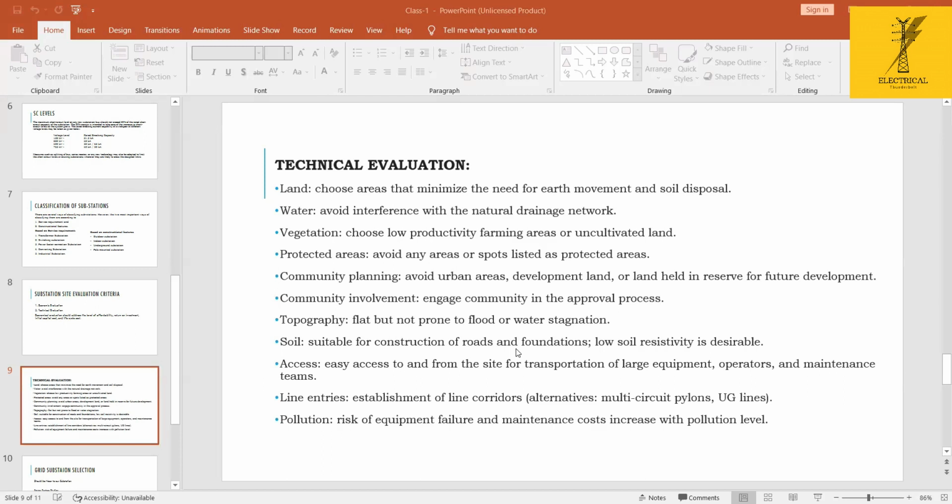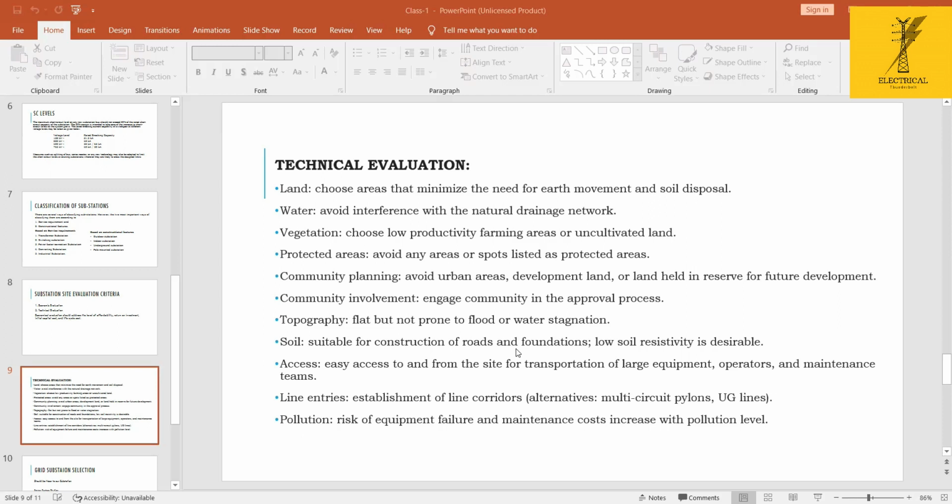Access. Try to see that the location is having an easy access for transportation, because we are having large equipment like breakers or transformers, and operators and maintenance teams. Check the road access. If not, let's see what would be the cost if we lay the road from the existing road to our substation.